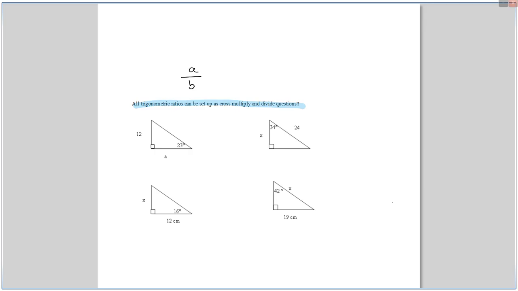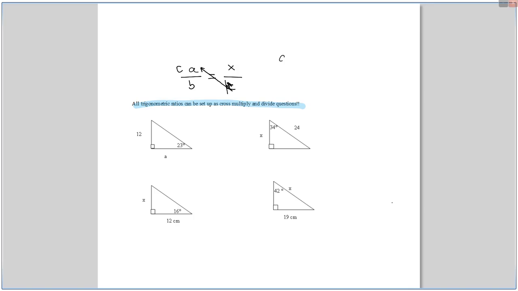A over B equals x over c. Let's say I wanted to solve for x. How would I do that? A times C divided by B. Why? The C just would have to come up here, right? So then you'd have CA over B equals X.